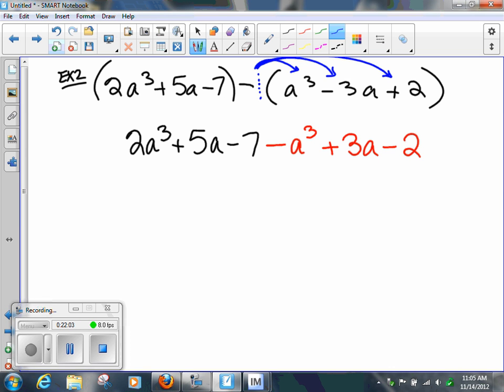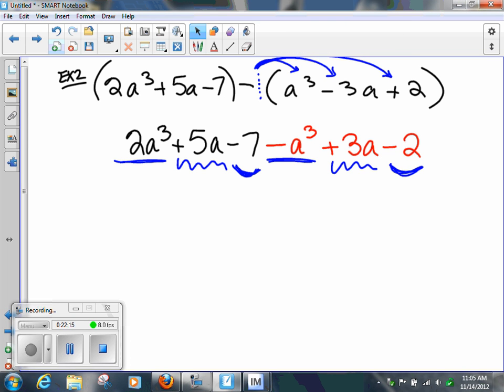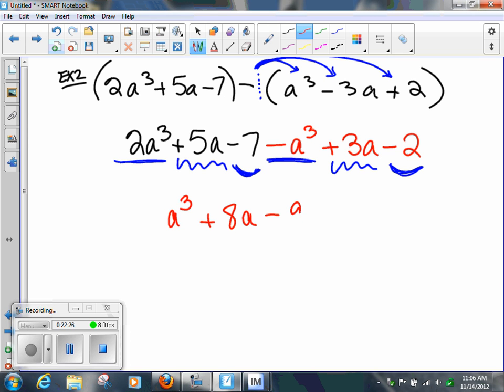And now what do we do, folks? Combine like terms. 2a cubed, put my a's together, and then my plain old numbers, my constants, together. What do I end up with for my answer? A cubed plus 8a minus 9.